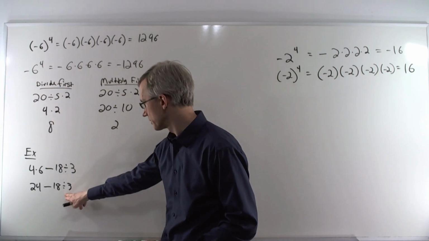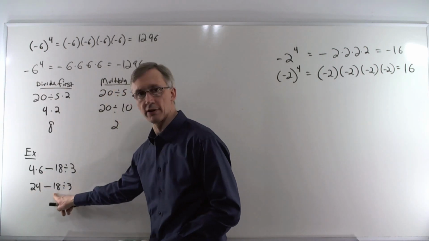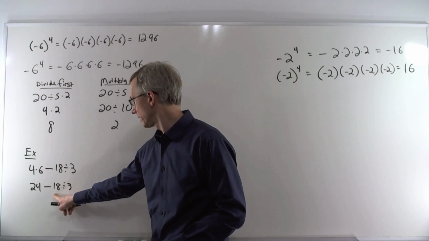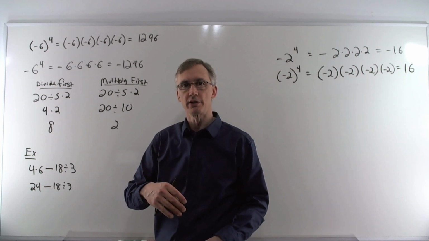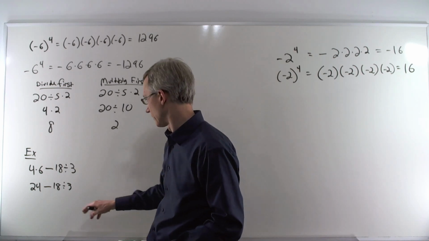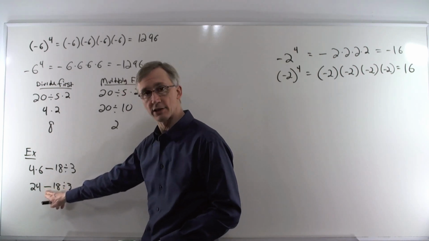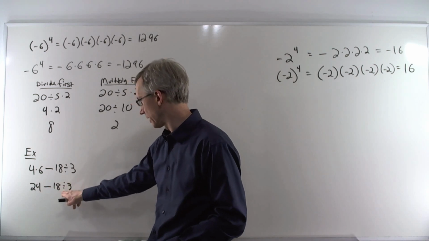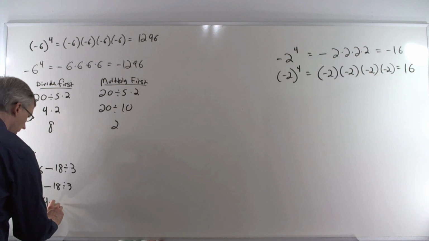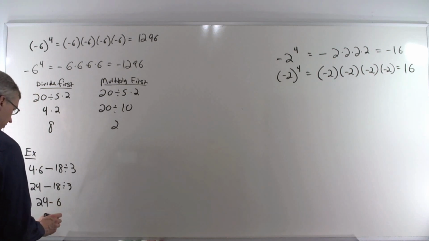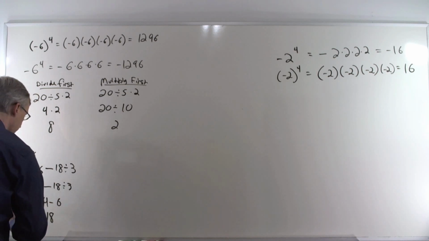All right, now we've got a division here, so we're not going to do the subtraction first. We don't work left to right when we're working within different steps of the order of operations agreement. Subtraction has to wait till the end. So we're going to do this one first. So 18 divided by 3 is 6. So we get 24 minus 6, and then we do the subtraction and get 18.